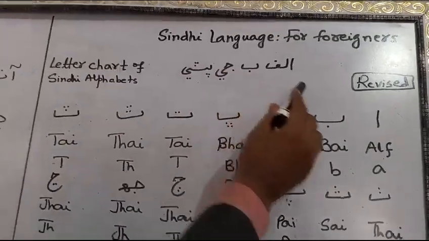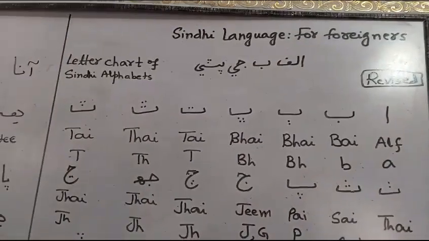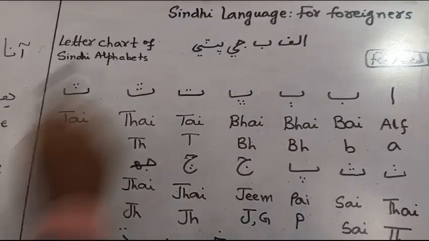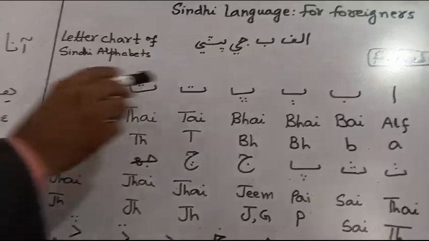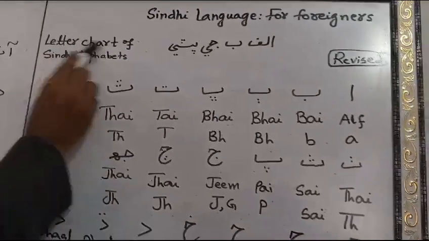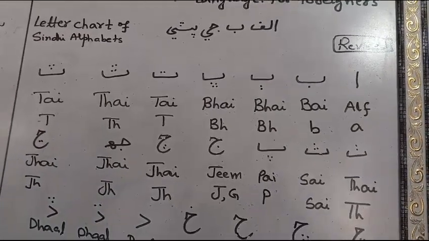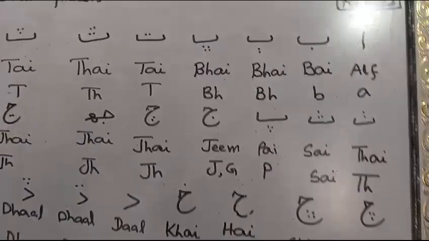Today we have a revision lesson. This is the Alabedi Patti. In Sindhi we say Alabedi Patti, in English we say Alphabet. It means the letter chart of the Sindhi alphabets. Now come here, and you follow with me.